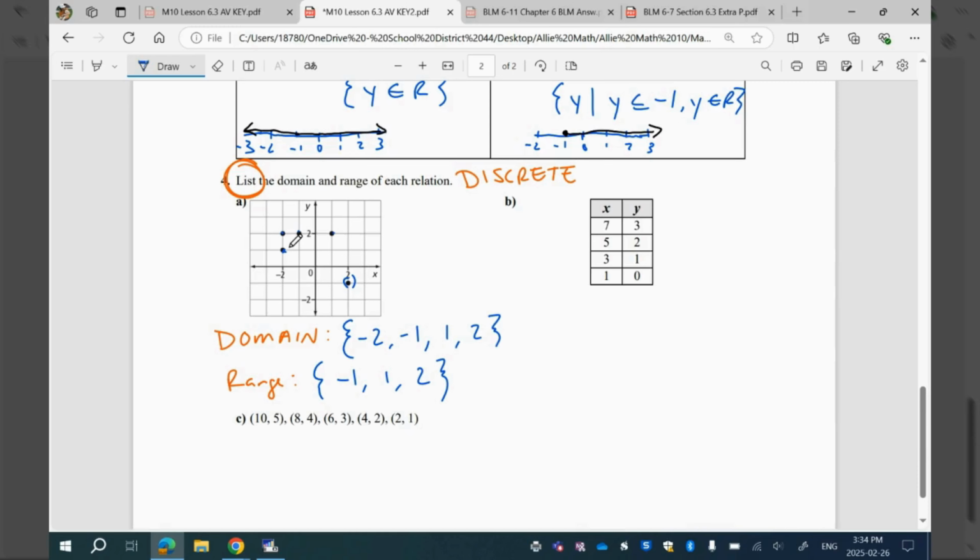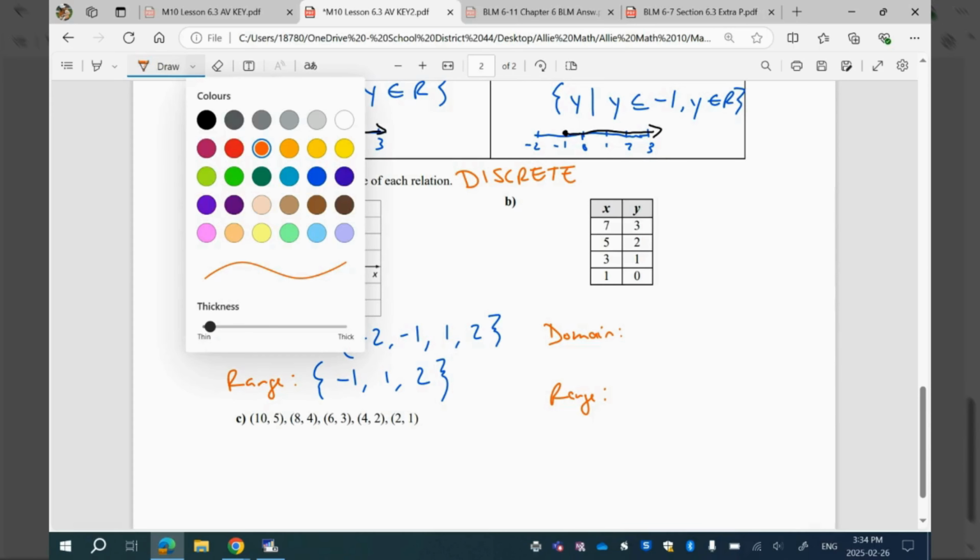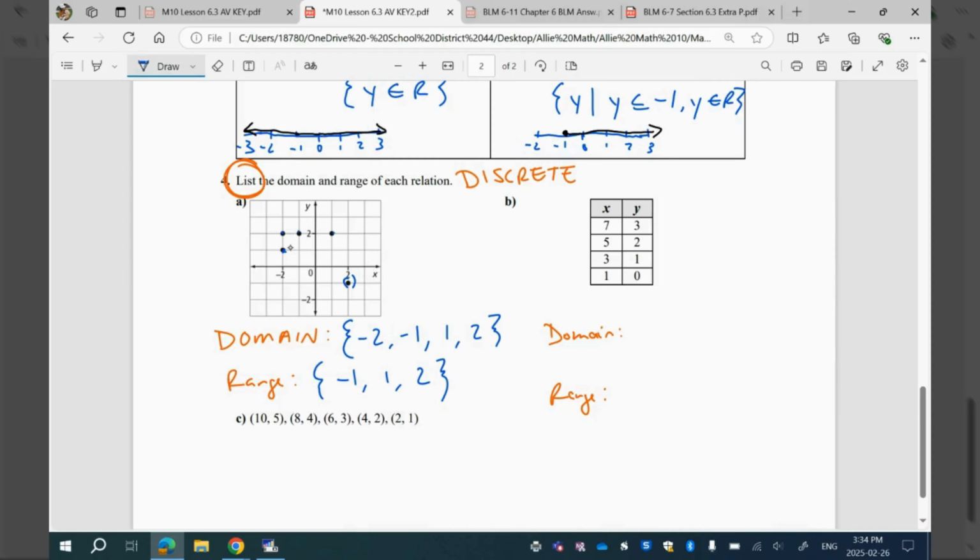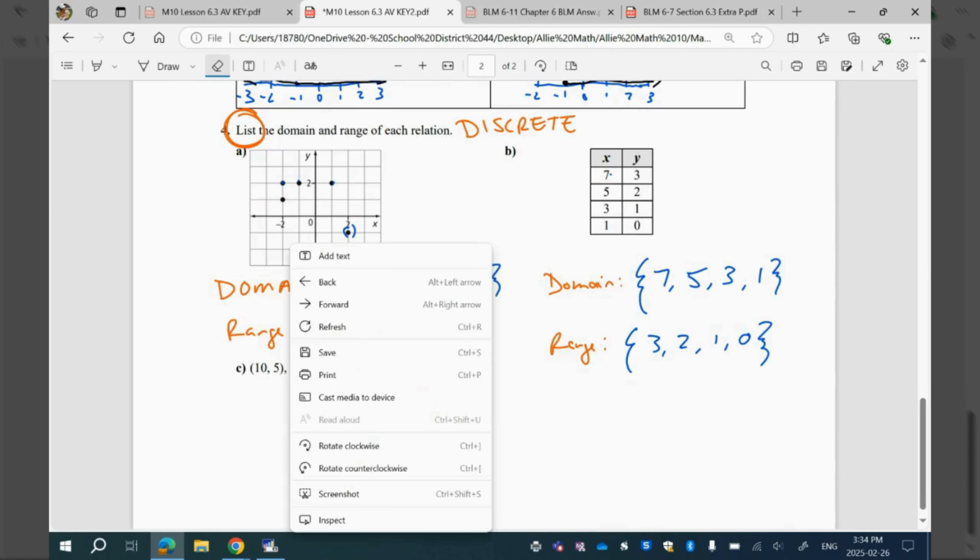For B, let's do our domain and range again. So the possible values for X will be 7, 5, 3, 1. And our possible values for the Y's are 3, 2, 1, 0. Wow, I think my squiggly lines are getting worse. Anyways, you get the picture.